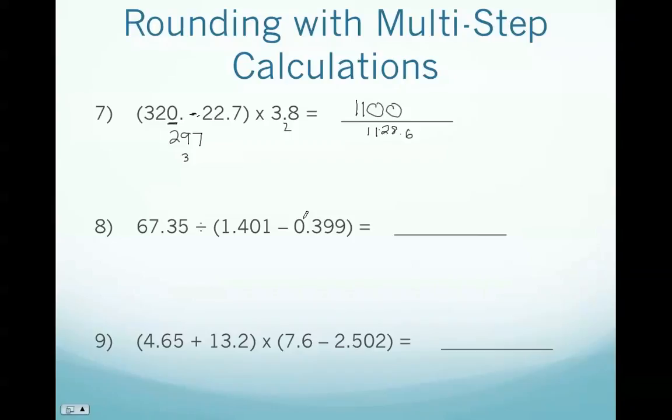All right, with number 8, we're going to do the subtraction here first in this case. So 1.401 minus 0.399. You get an answer of 1.002. Now we want in this case to go out to the thousandths spot, and my answer actually is given to the thousandths, so I can simply record that as is.